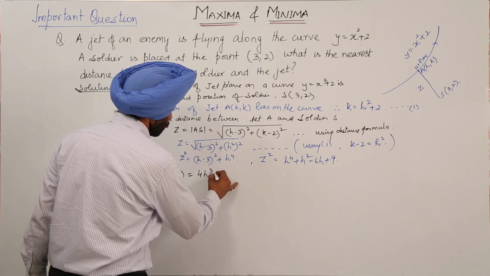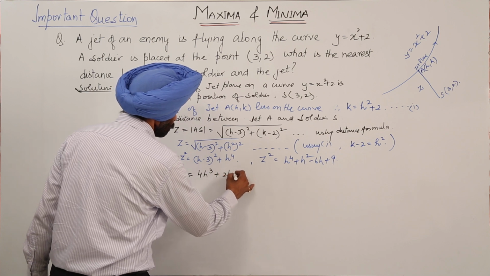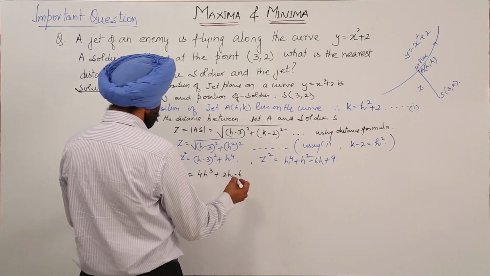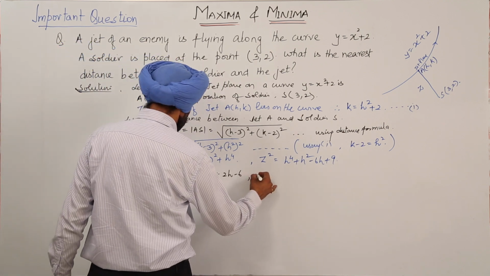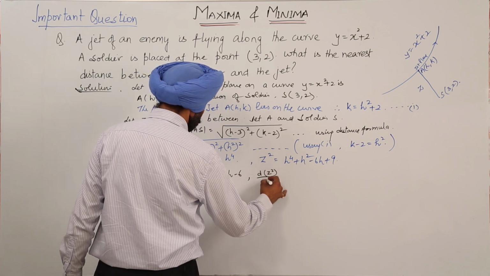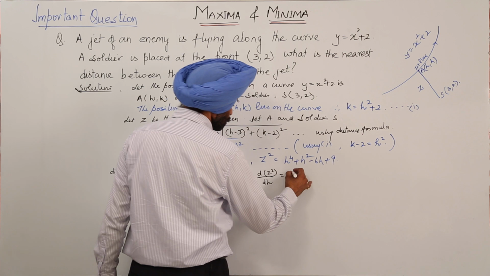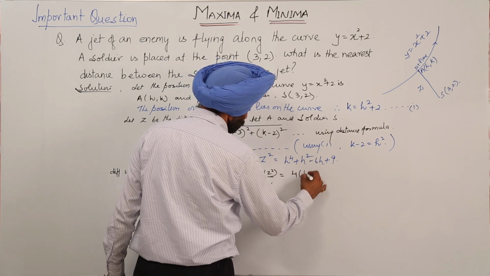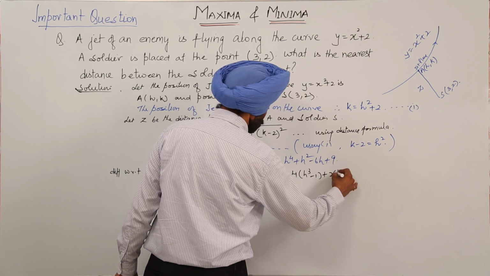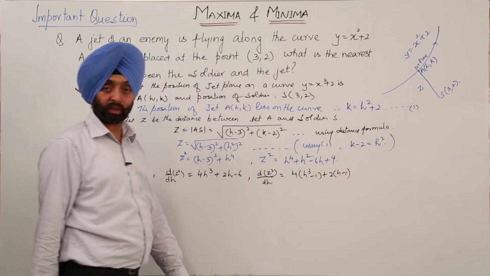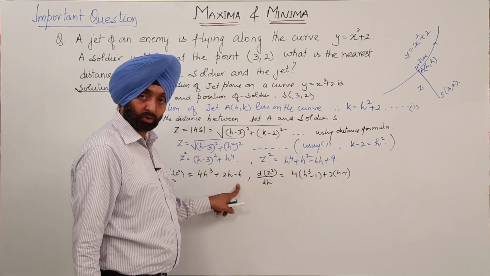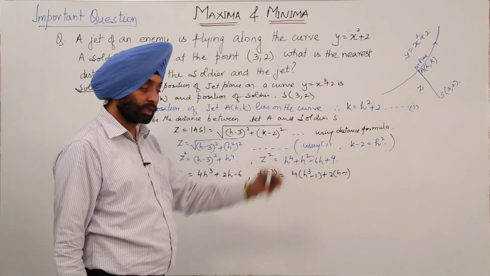4h cube plus 2h minus 6. So let's make a factor. Now we are getting it is equal to 4(h cube minus 1) plus 2(h minus 1). Now what have I done? I have just split this minus 6 into minus 4 and minus 2. So 4 I have taken common, so we are getting this thing.